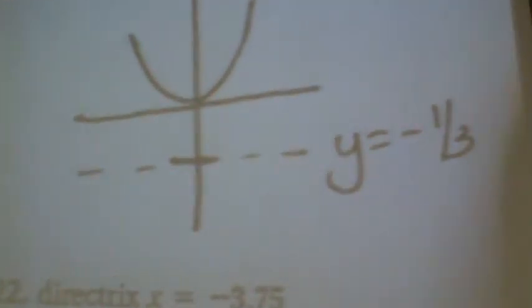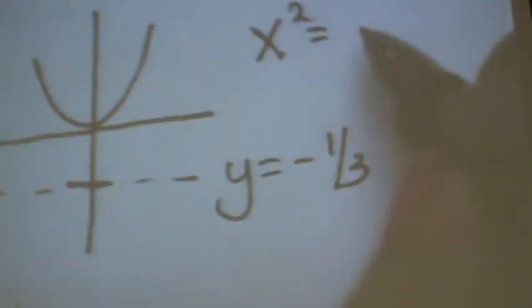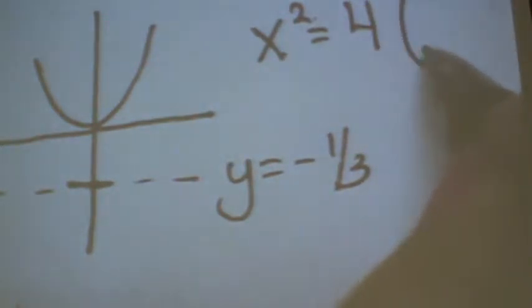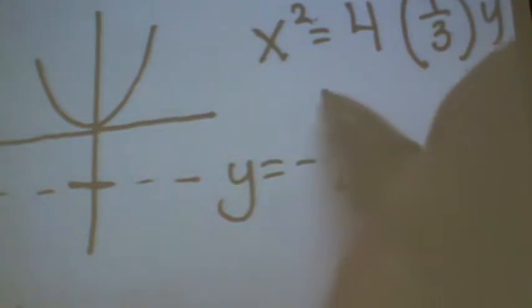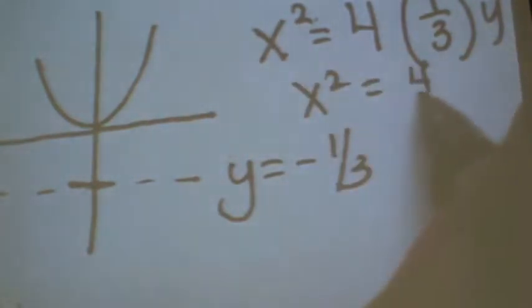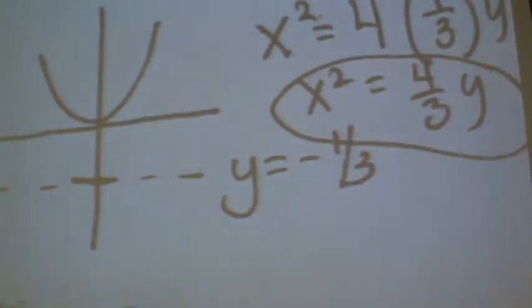So what's this equation? Is it x squared or y squared? x squared. Is it a +4 or -4? Positive. 4/3. There it is right there. Questions?